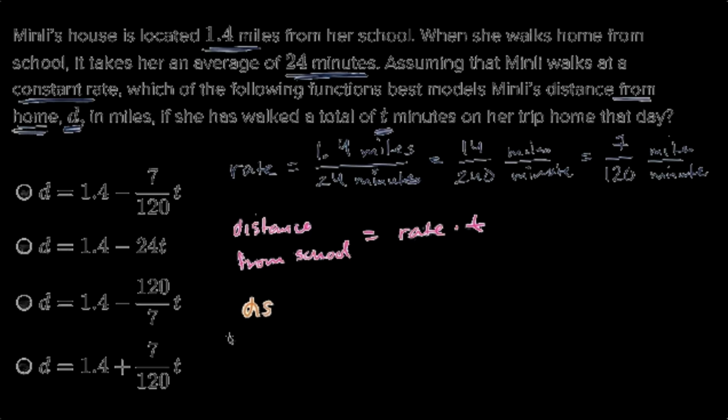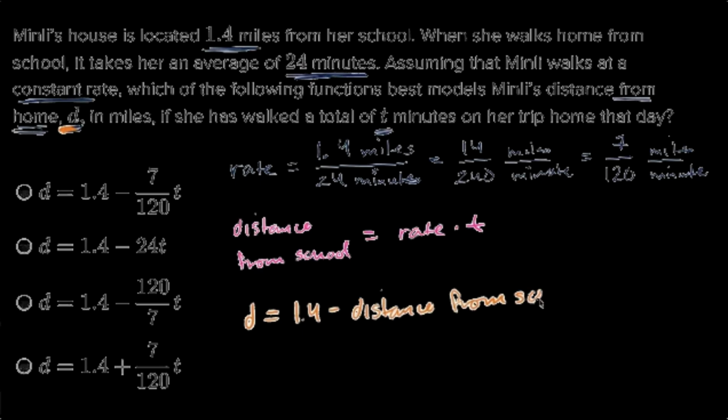So let me just write D, because this is what we care about. D, which is her distance in miles from home, is going to be 1.4 minus distance from school. And if that doesn't make sense, just think about it.